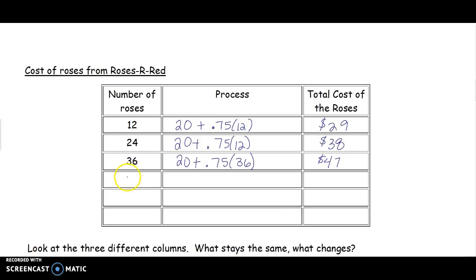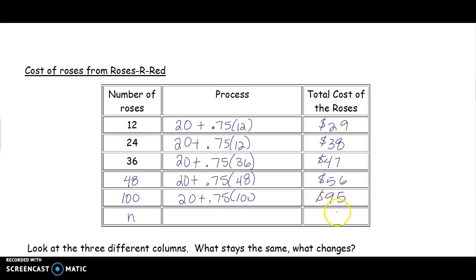So what I want to do is let's just pick a few other numbers. Let's do 48, and let's say they get a really big order of 100, and then I'm just going to put n for the number of roses. So here we would say 20 plus 0.75 times 48, and 20 plus 0.75 times 100. So take a second and solve that. You should get 56 here, and you should get $95 to buy 100 roses.